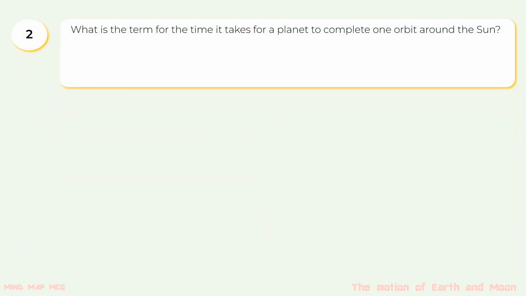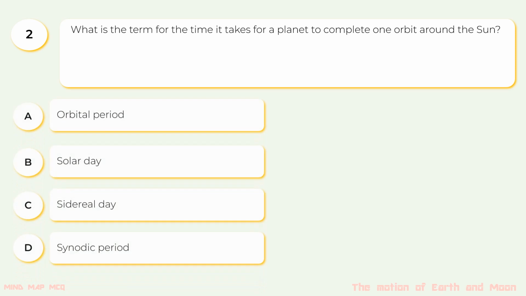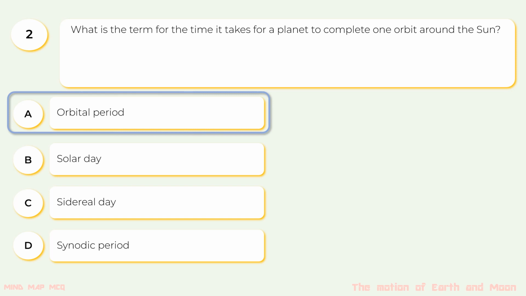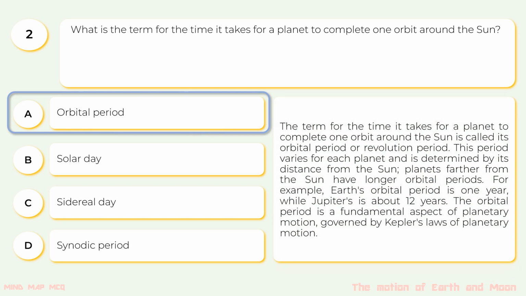Question 2. What is the term for the time it takes for a planet to complete one orbit around the Sun? The options are A. Orbital period, B. Solar day, C. Sidereal day, D. Synodic period. The correct answer is option A. Orbital period. The term for the time it takes for a planet to complete one orbit around the Sun is called its orbital period or revolution period.